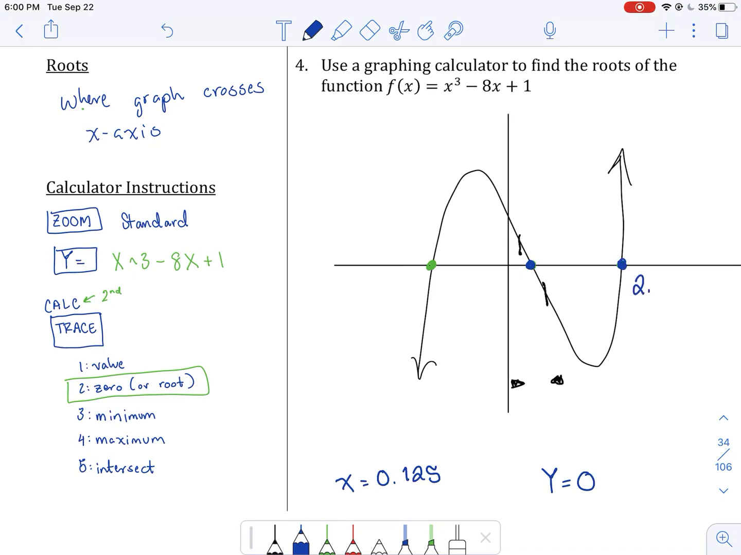Because there are 3 roots, you will repeat that for all of them, and you should eventually end up with the other 2 roots as 2.764 and negative 2.889. Let me know if you have any questions on how to use your calculator or how to find any of your minimum, maximum, or roots for this lesson.